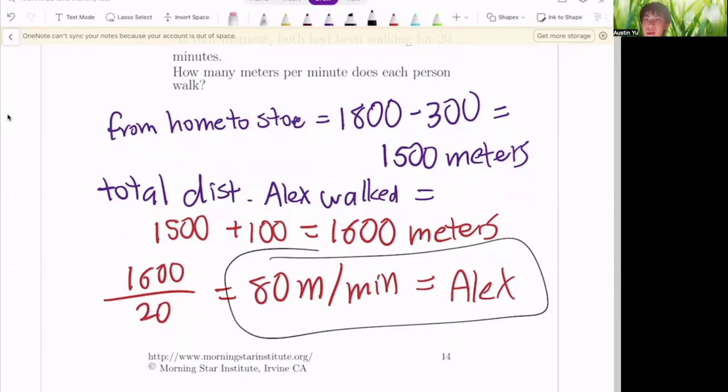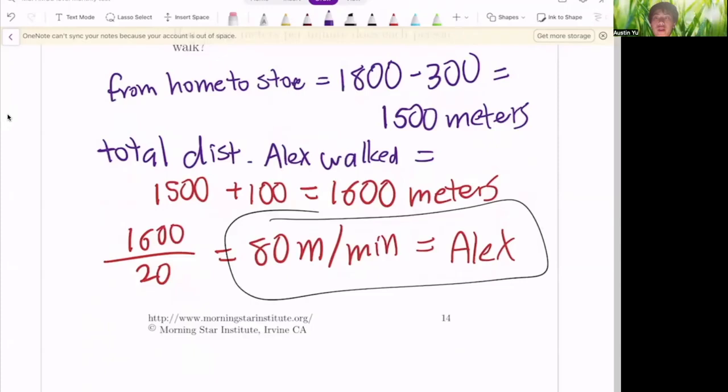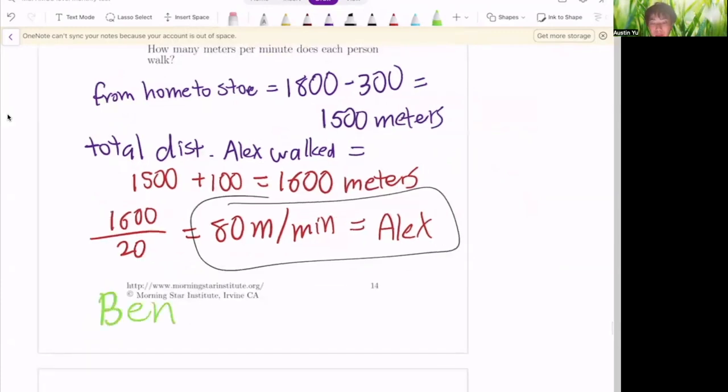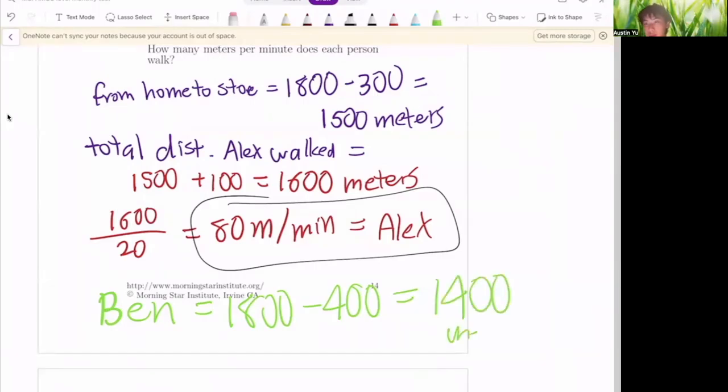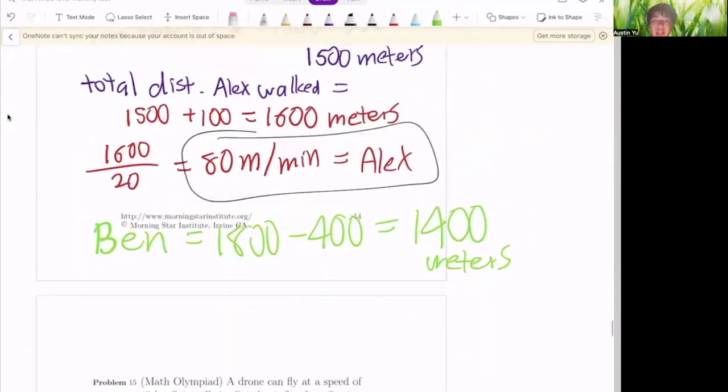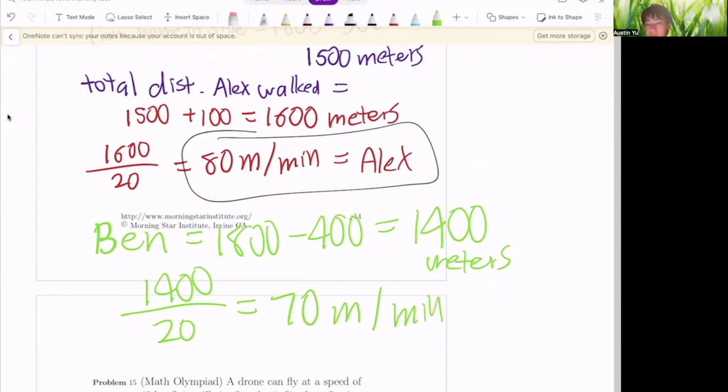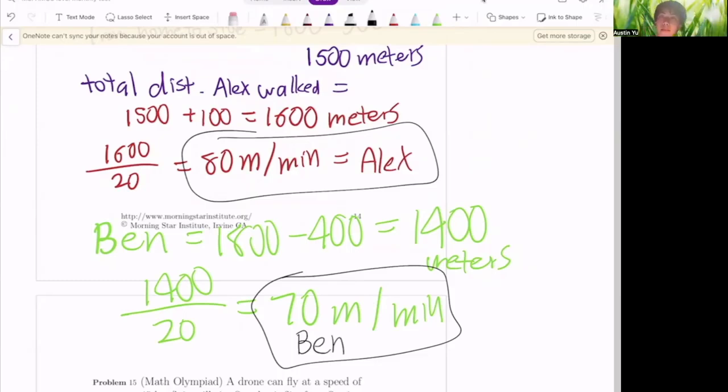So let's highlight this. And then let's also understand Ben's journey. Ben walked from home to the meeting point, which is 1,800 minus 400, since Alex walked 400 away from the bookstore, which means that Ben walked 1,800 minus 400 equals 1,400 meters. And this one's easier, right? We divide it by the same 20 minutes since they both walked 20 minutes. 1,400 divided by 20 is 70 meters per minute. And these are your final answers: 70 meters a minute for Ben and 80 meters a minute for Alex.